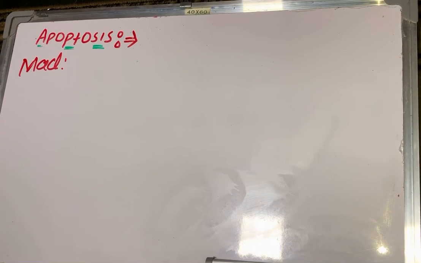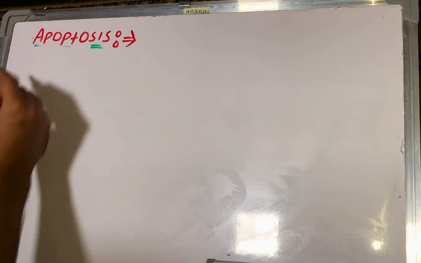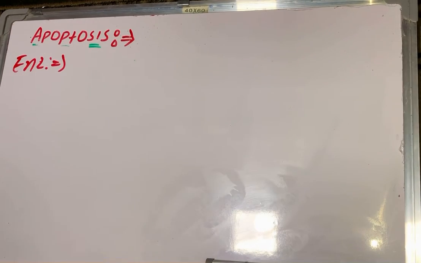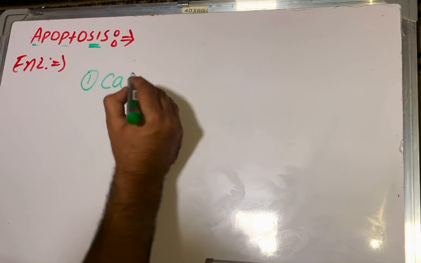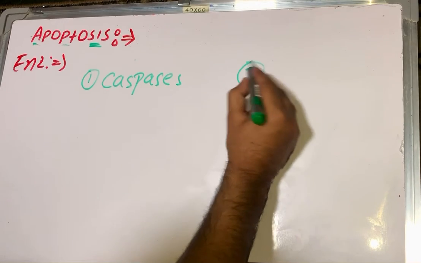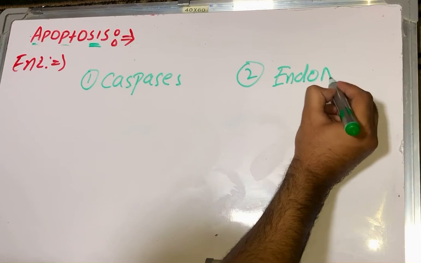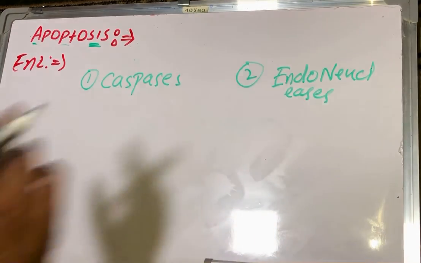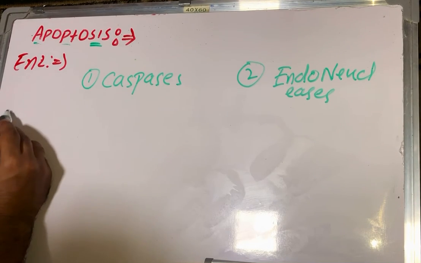What are the enzymes that are involved in the process of apoptosis? There are 2 enzymes involved in the process of apoptosis. Number first is caspases and number second is endonuclease. These 2 enzymes are involved in the process of apoptosis. What are caspases?